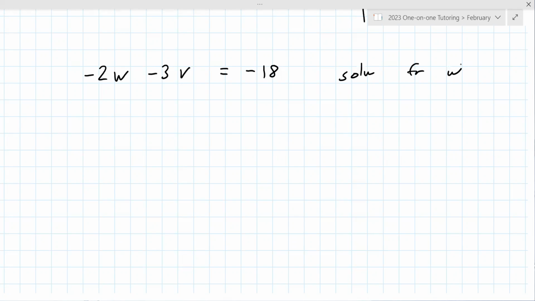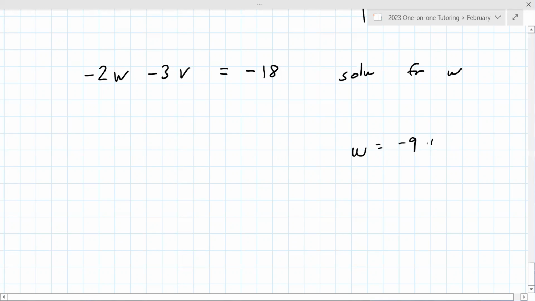W is equal to -9 plus 3V divided by 2. Like this? Yeah. Okay, so I'm not going to say yes or no. I'm just going to work it out in case you want to see it later. We're going to add 3v to both sides. Did you do that first? Yeah.